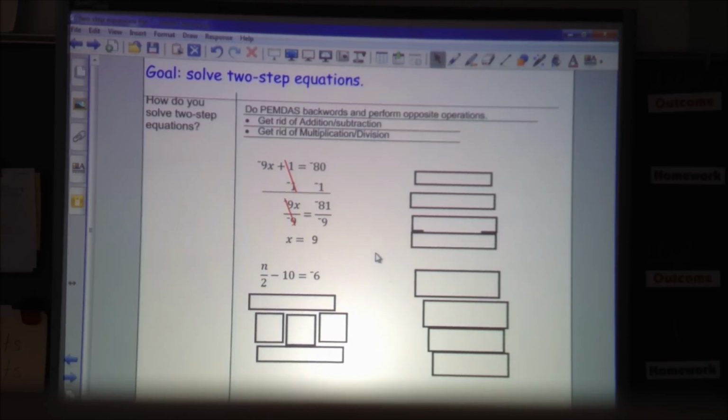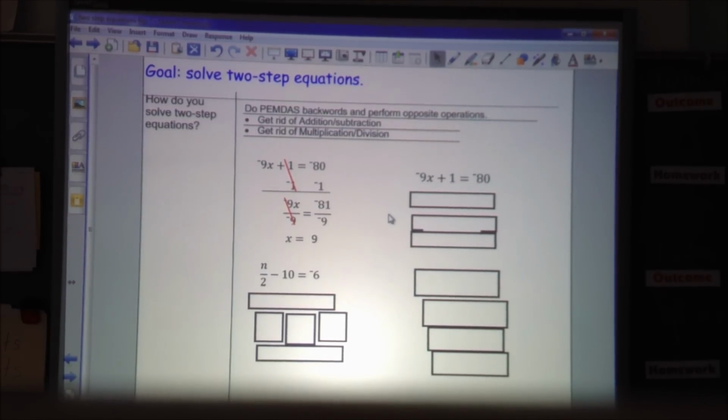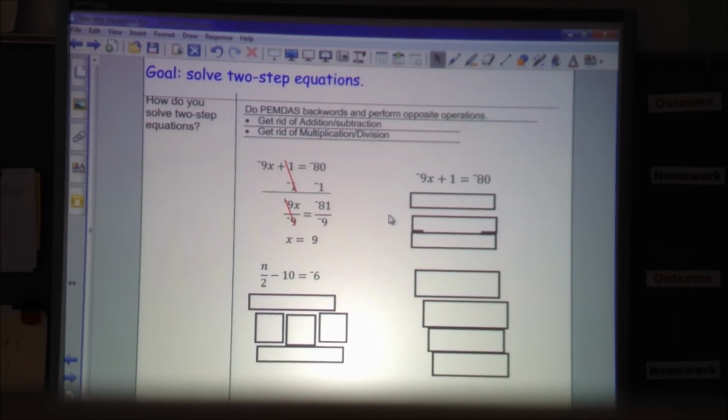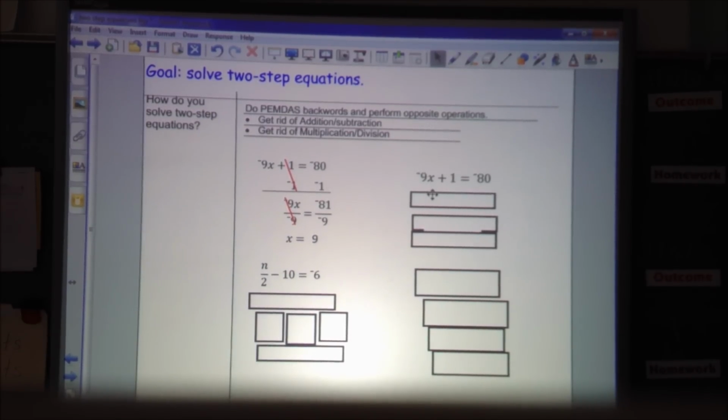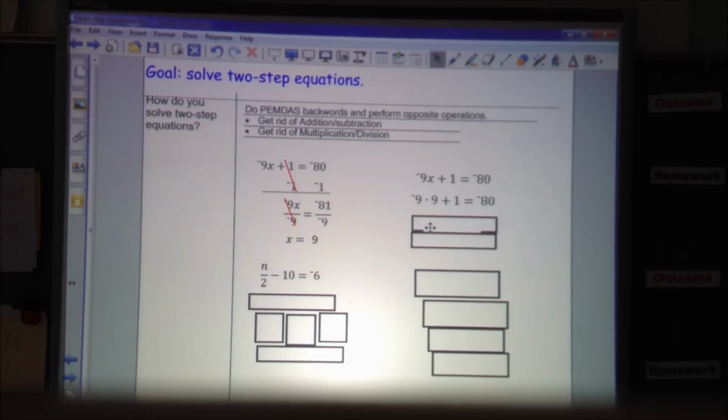Now I want you to go back and check that answer. After you did all that work, I want to make sure you got it right. So the way we check it is we rewrite the original equation, negative 9x plus 1 equals negative 80. I plug back in my value for x, which is 9. So negative 9 times 9 plus 1 should equal negative 80 if I didn't make any mistakes. And we know me, I do make mistakes, guys, so watch me.